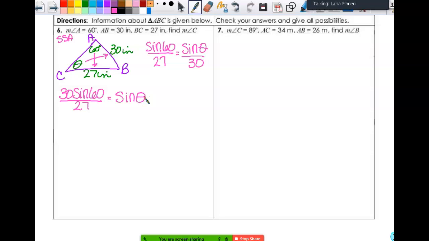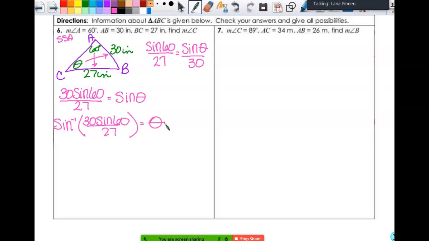So I need to get theta by itself. I cannot do that by dividing by sine because that doesn't make any sense, because this isn't multiplication, right? When we're looking for an angle, what do we have to do to get sine away from theta? Inverse, very good. So I'm going to take the sine inverse of both sides. So that means I'll have the sine inverse of 30 times the sine of 60 over 27 equals, now the sine inverse of the sine of theta is just theta. So now I've gotten theta by itself.